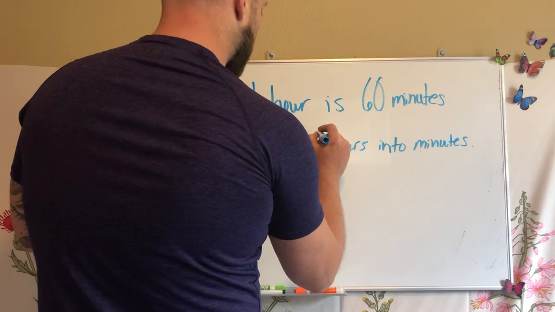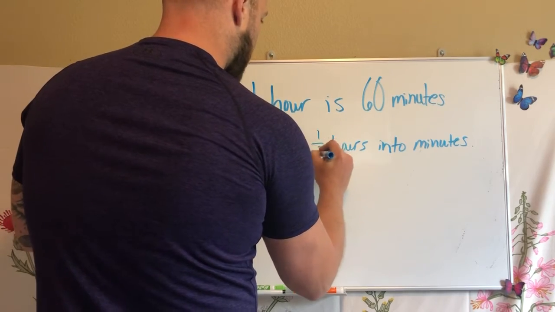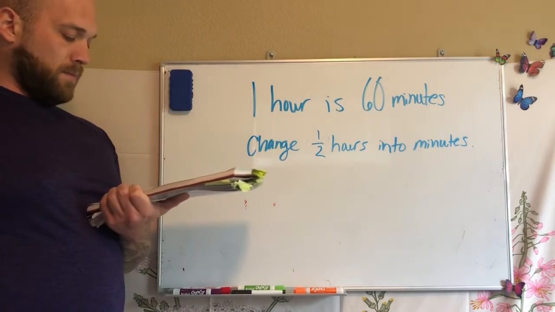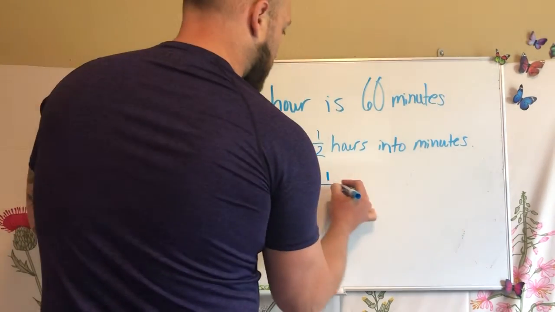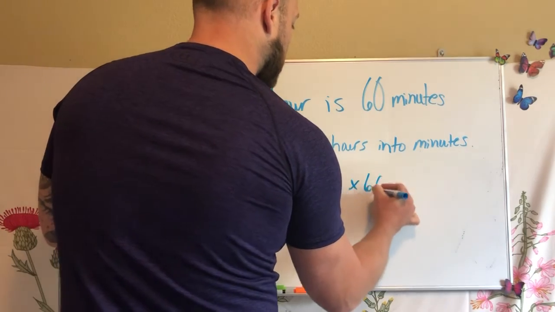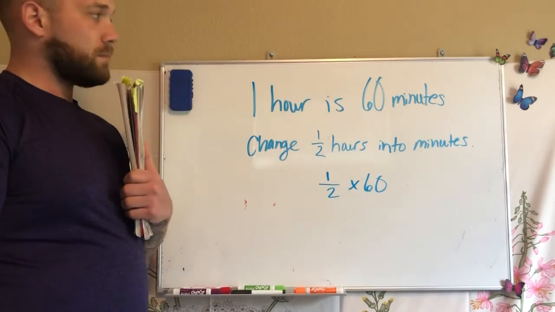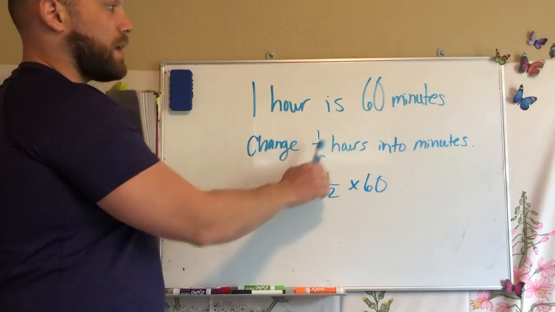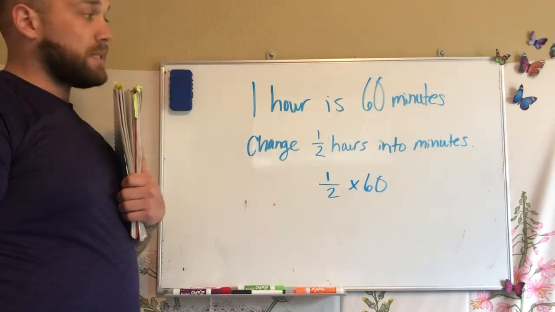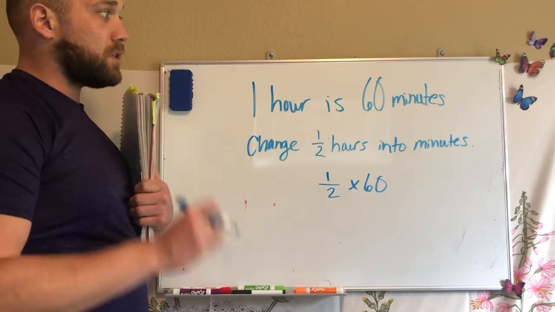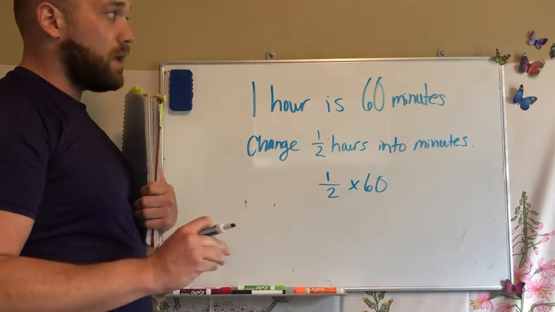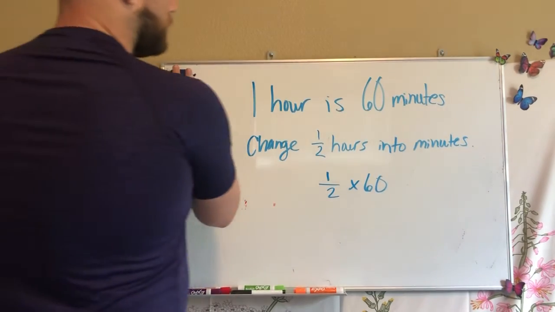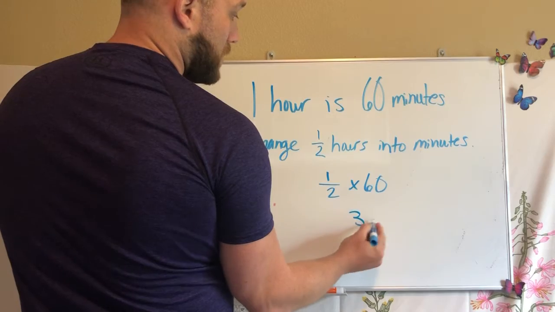Now, here's something a little trickier. Change 1/2 hours into minutes. Well, my equation is still going to be 1/2 times 60. Because I know if I have only half of this, it's still got to be multiplied to convert to minutes. You need to multiply it by 60. There's always 60 minutes within an hour. So what's half of 60? 30.